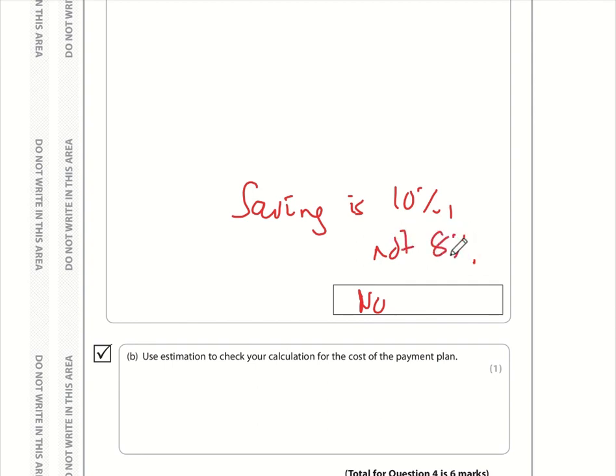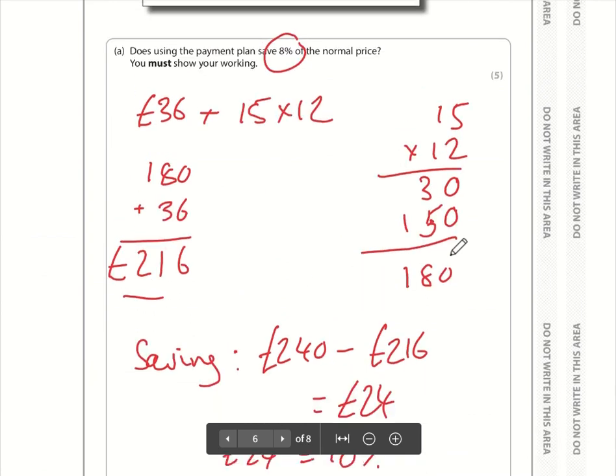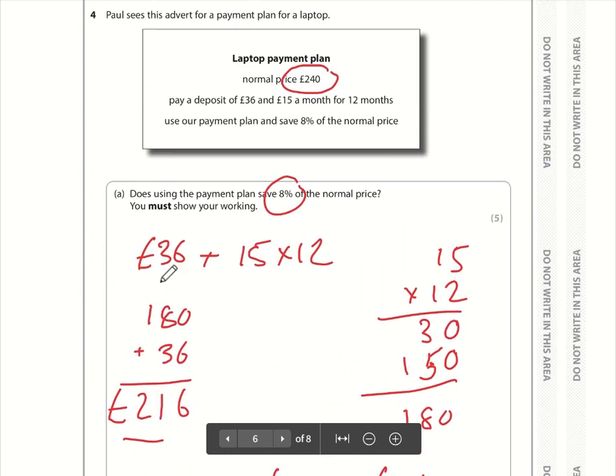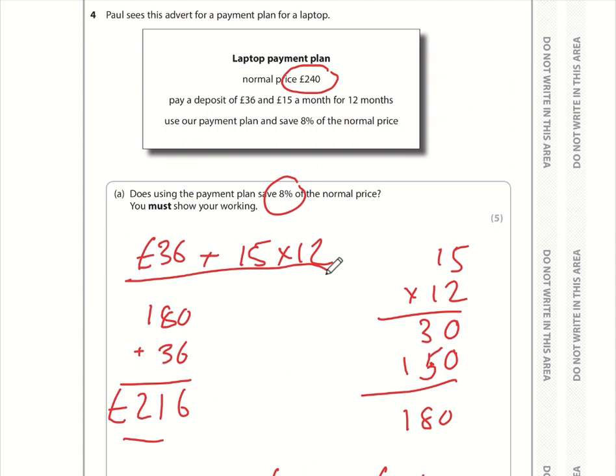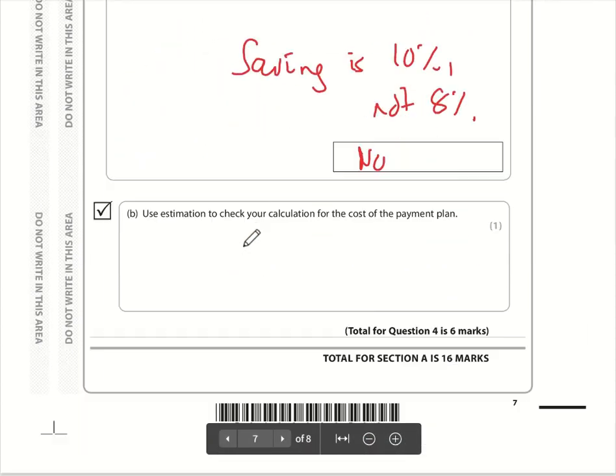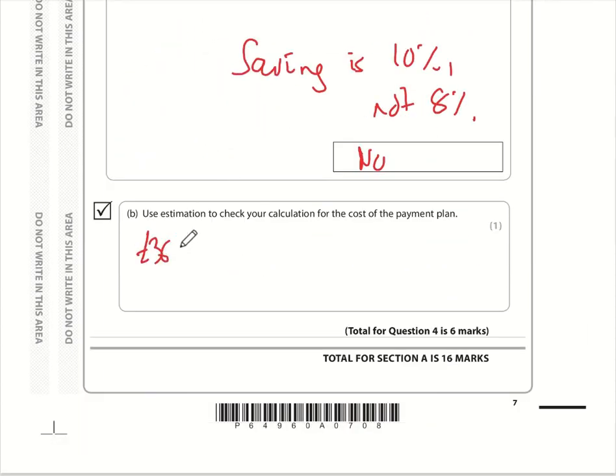Use estimation to check your calculation for the cost of your payment plan. Well, it was 36 plus 15 times 12. Let's just write that down. So £36 plus 15 times 12.